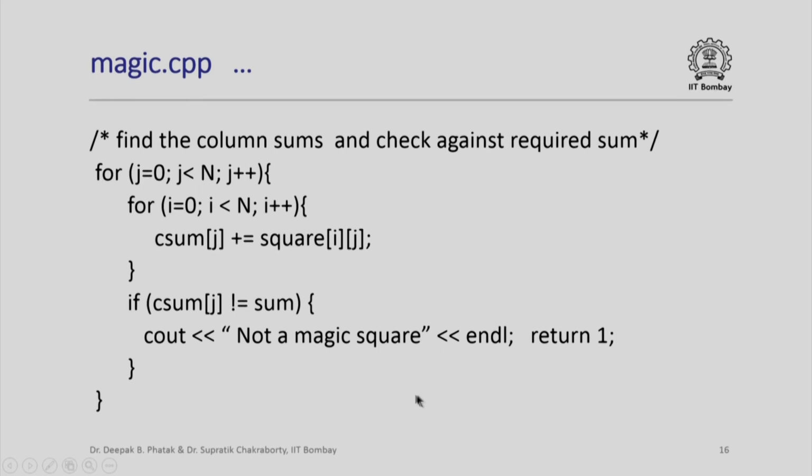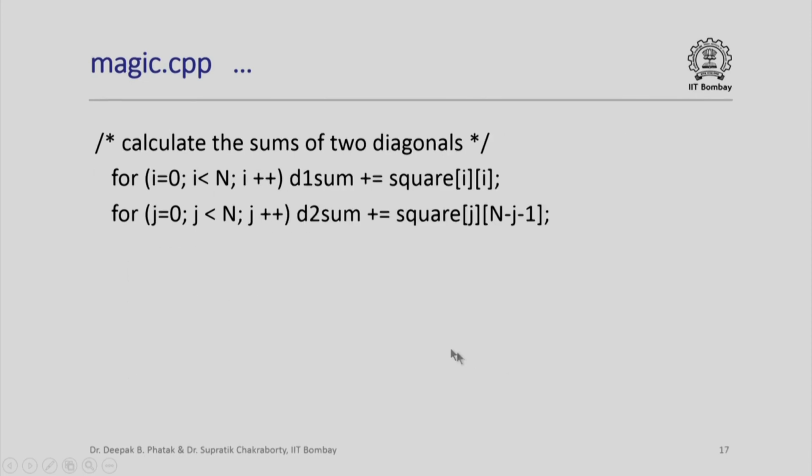So we conclude that by this time, if everything is all right, the rows and columns add up to the required number. But wait, we still have to look at the diagonals. To calculate the sums of two diagonals is very easy. You see, square[i][i] gives me an element on one diagonal for different values of i. Square[j][n minus j minus 1] will give me the other diagonal.